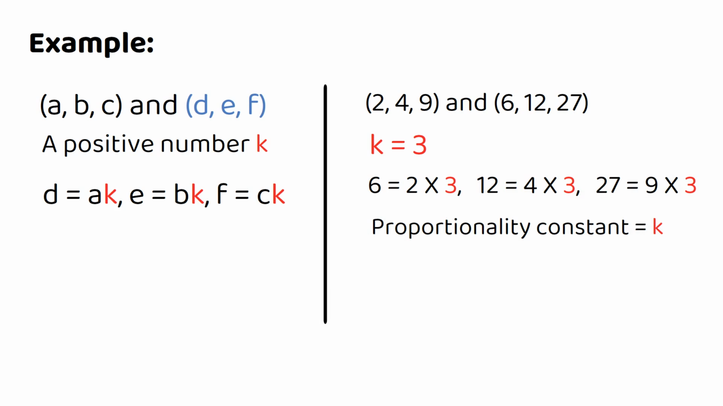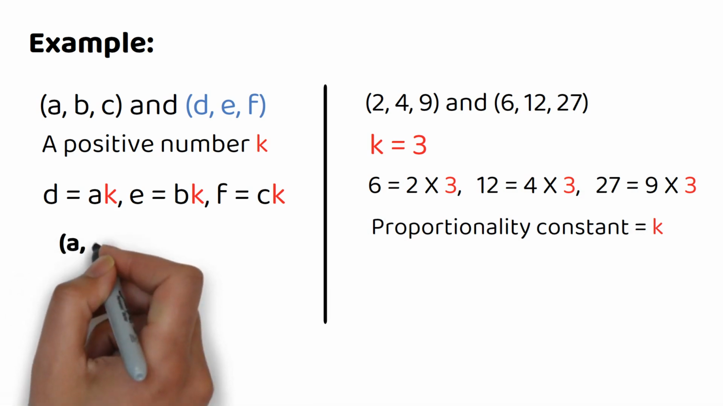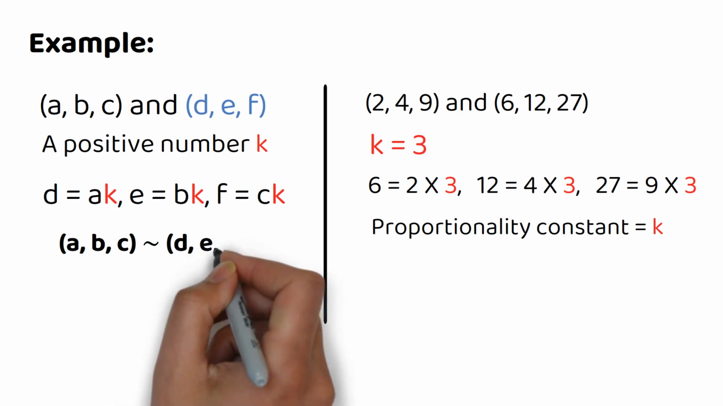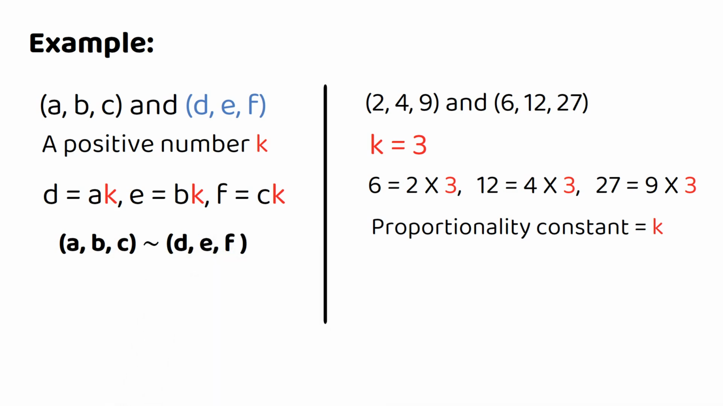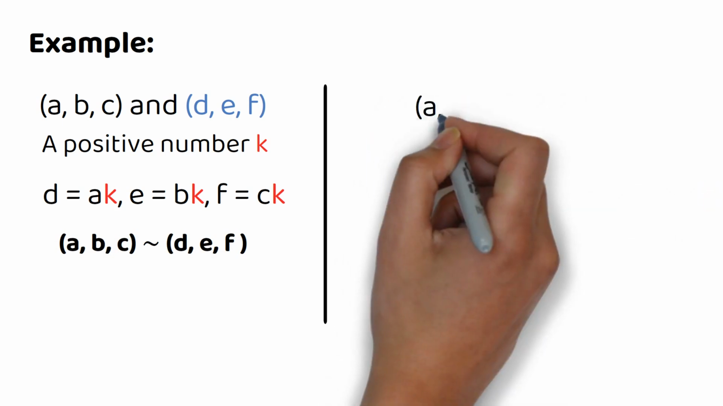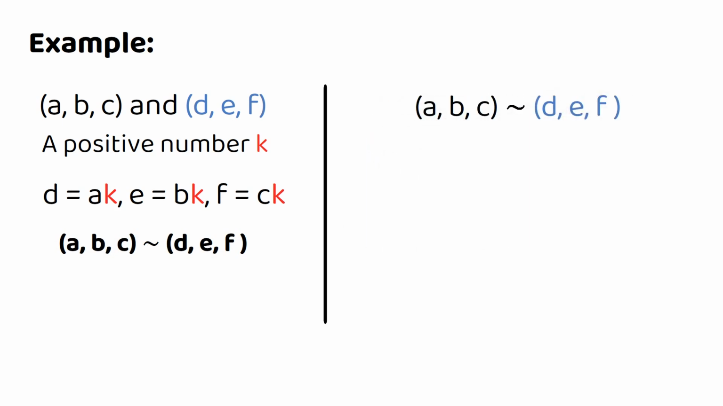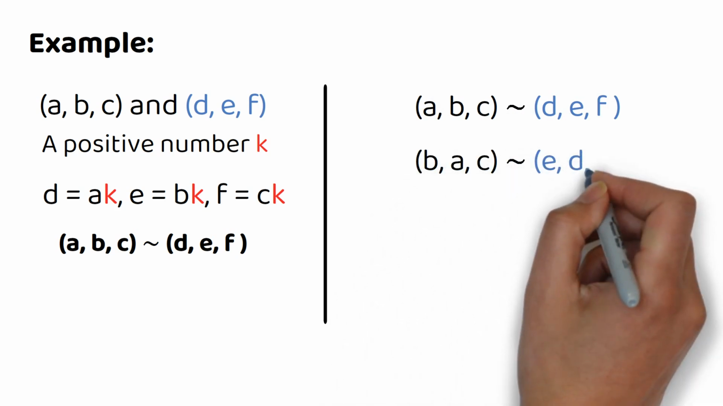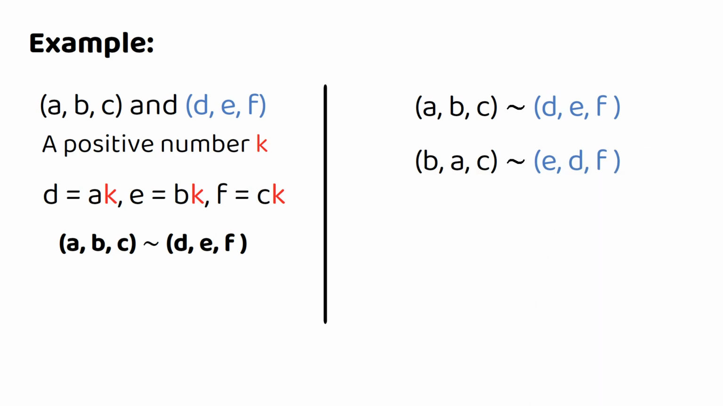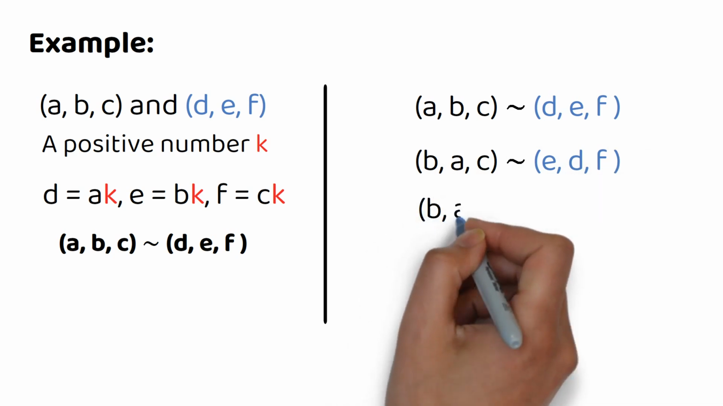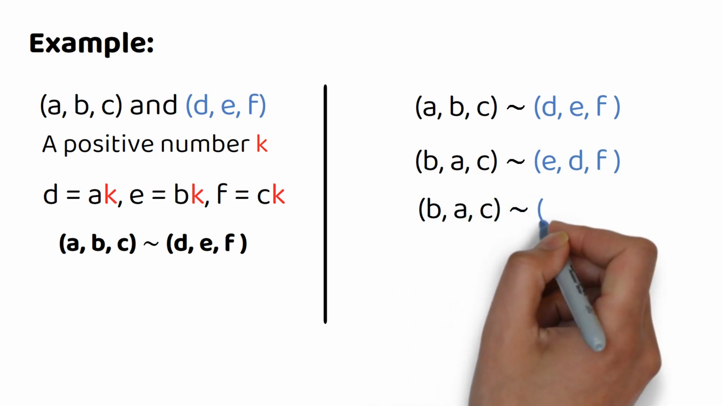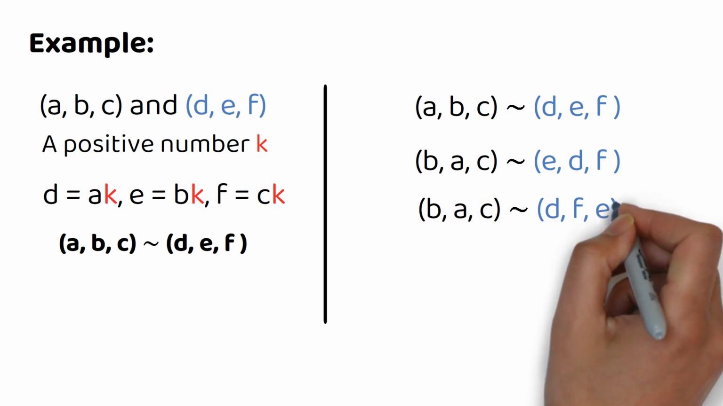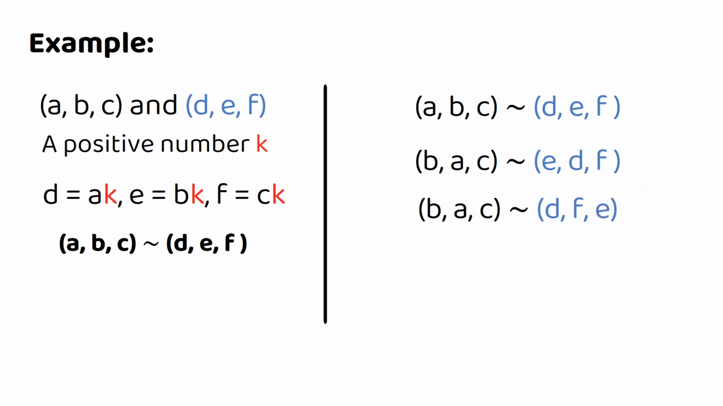If A, B, C and D, E, F are proportional, we can use the notation ABC is proportional, which is noted by that squiggly line, to DEF. One last comment. If ABC is proportional to DEF, we can permute the order of the numbers that are written and still maintain proportionality. For example, if we swap the first two numbers in each triplet, we still have BAC is proportional to EDF, but it's important to be consistent and use the permutations by the same rule. If we swap the first two entries of the first triplet and the last two of the second triplet, we will lose proportionality between the triplets.